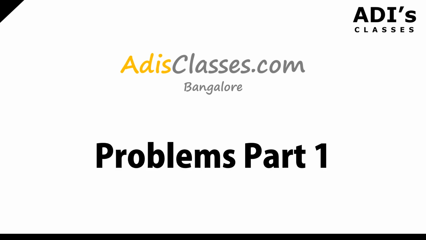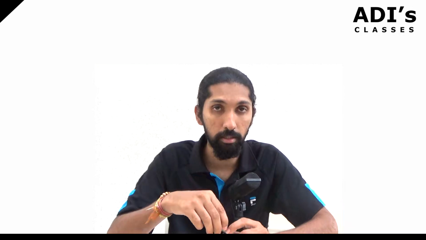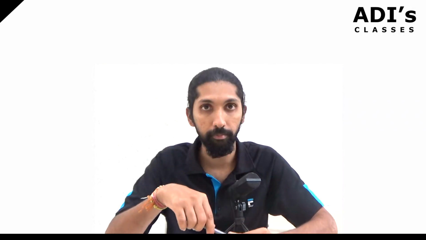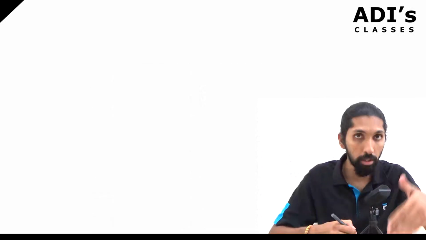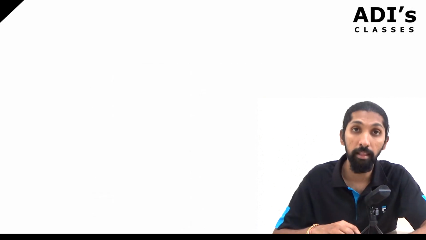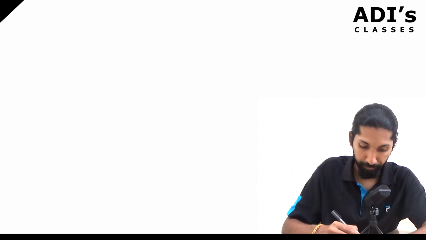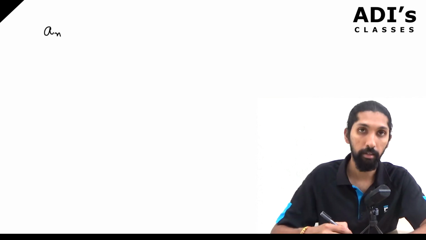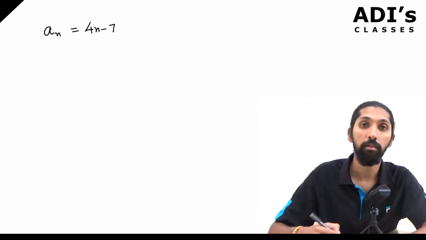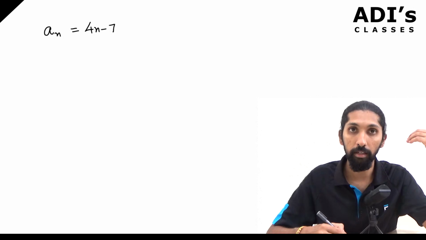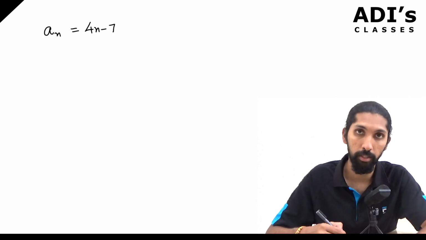In this video, we are going to recap what you had already learned in sequences. That's basically the AP part. Now, if you remember, we were writing the general term, or you can call it the nth term of the sequence, like an. Say an is equal to 4n minus 7.